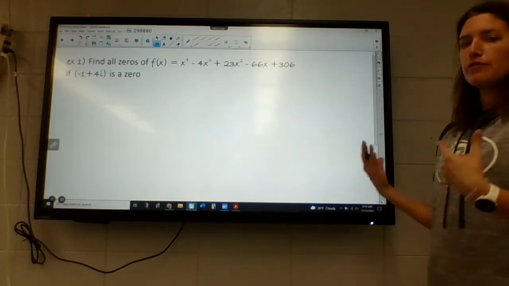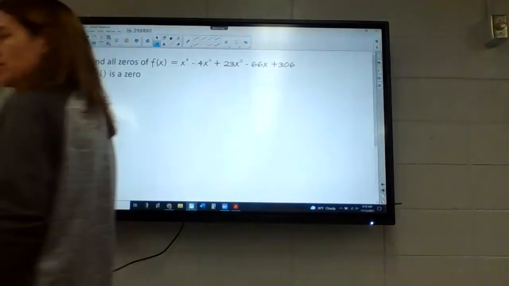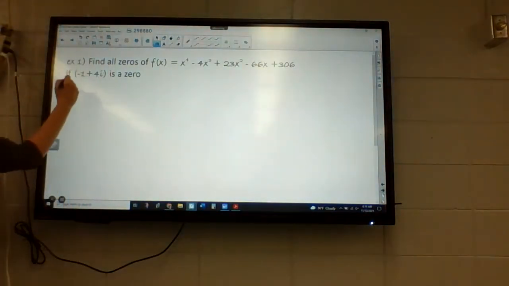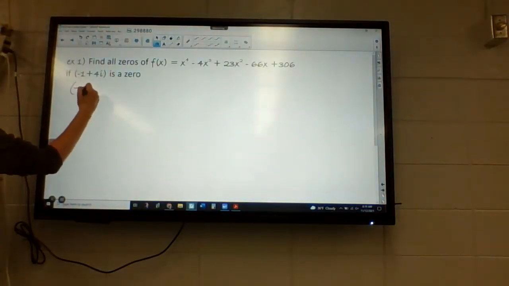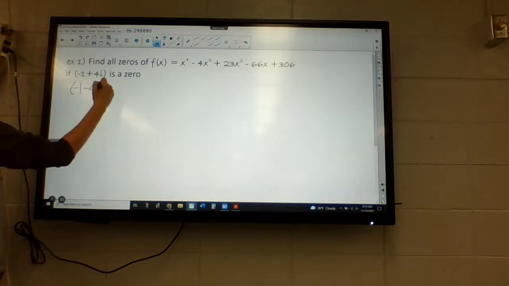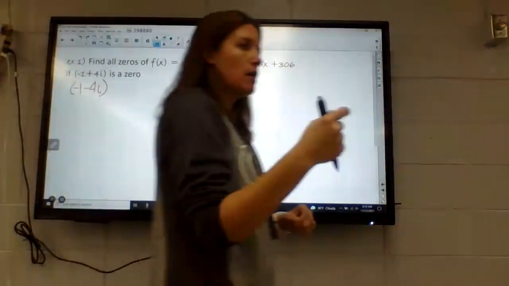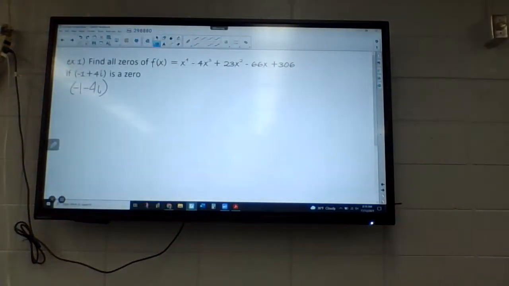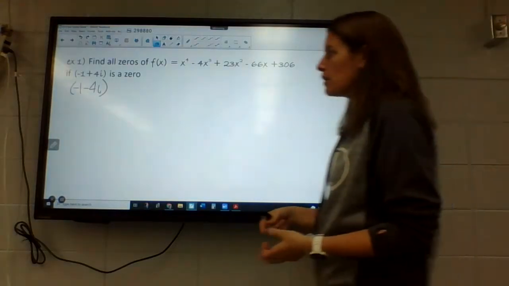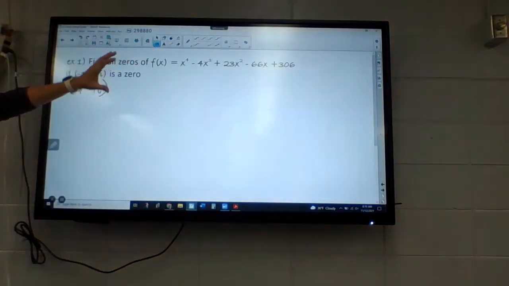So reminder, if we have a zero that has an imaginary solution, we also have to include the reciprocal, or not the reciprocal, sorry, the conjugate of it. And remember, you just change the sign of the imaginary piece of it. So even though that's already a -1, now it's going to be a -4i. So this is going to be important for our zeros up there.